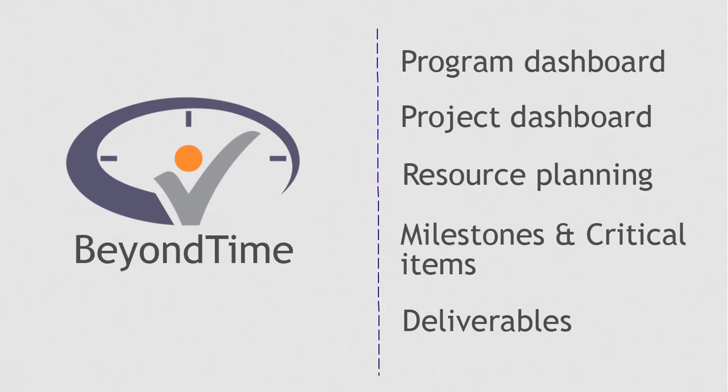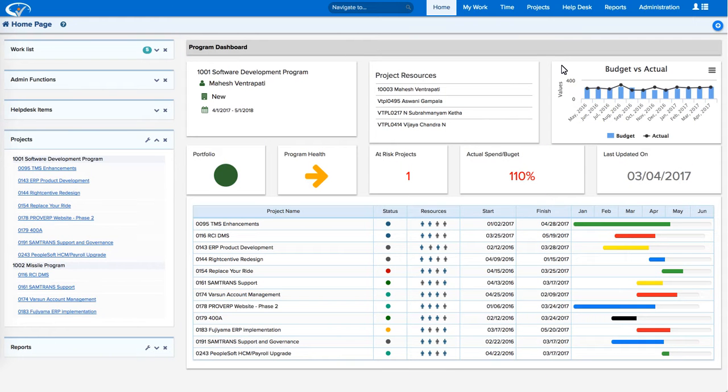Let's first explore how we manage programs and projects in Beyondtime through planning resources, tracking deliverables, and assessing milestones and critical items. This is the program dashboard. With this you can track a portfolio of projects and ensure that they are completed on time and within the budget. By simplifying data visibility, your management gains greater insight into utilizing resources and setting deadlines for tasks.